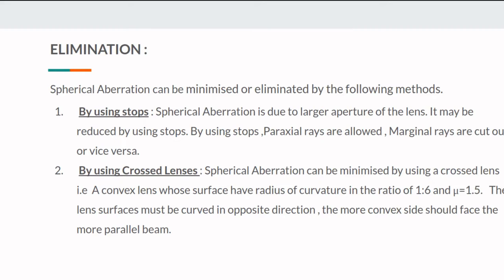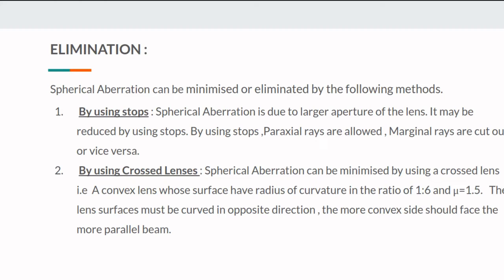But the intensity of the image is very small and the diminished image is observed. Next, another method is crossed lenses. A crossed lens means a biconvex lens, which has two surfaces. The two surfaces may have different radii of curvature or equal radius of curvature.